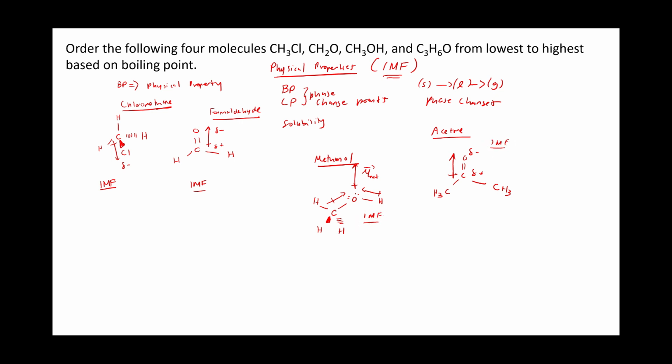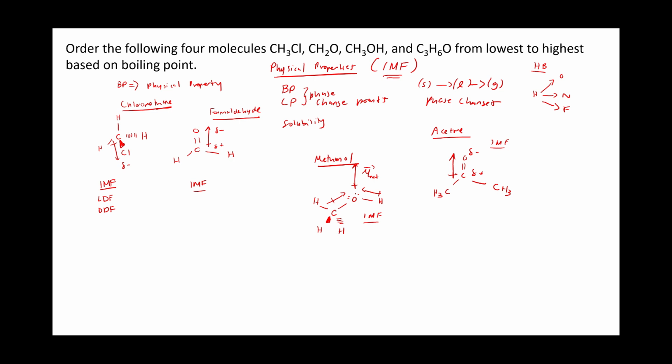We noted that chloromethane, these are all polar molecules, so they all have London dispersion forces. This has dipole-dipole forces, but it doesn't contain hydrogen bonding, right? Hydrogen bonding is between hydrogen and the three most electronegative species. It's between hydrogen and oxygen, or hydrogen and nitrogen, or hydrogen and fluorine. So this by default doesn't have hydrogen bonding.